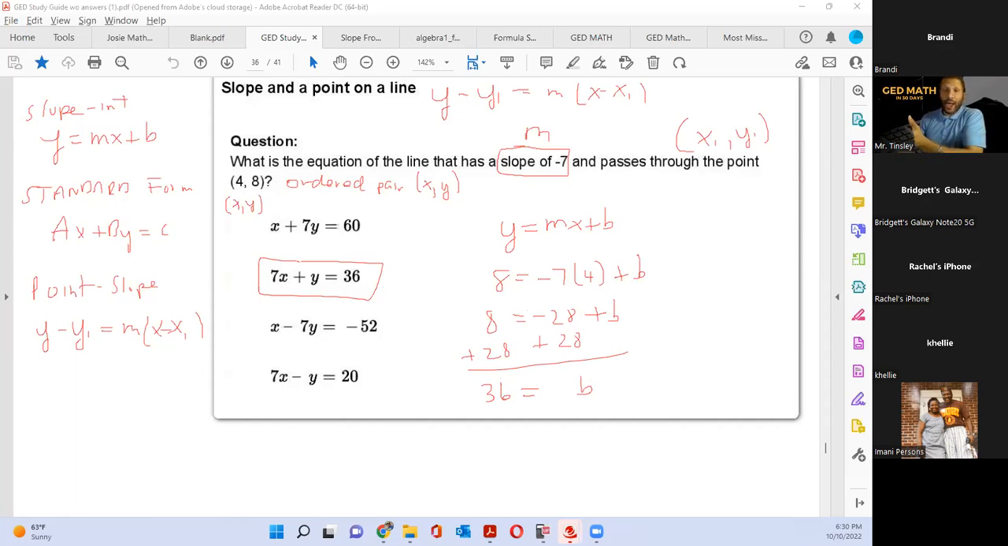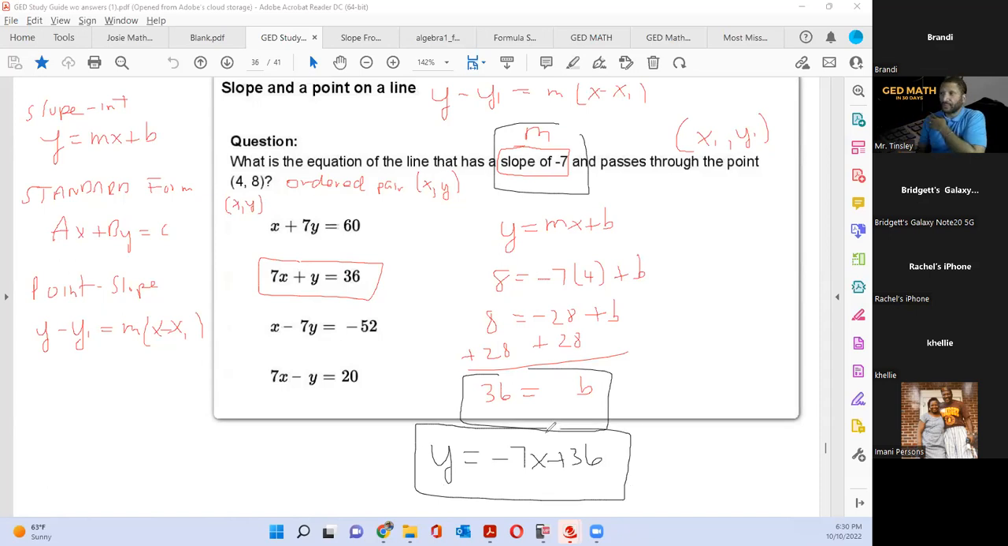Now, I have my y-intercept. I just figured out my y-intercept. Well, I already know my slope. Y equals -7x plus 36. Still got my formula. Same answer. That's using the point slope formula and then using slope intercept. It's using slope intercept form to get the equation of the line using a point and a slope.